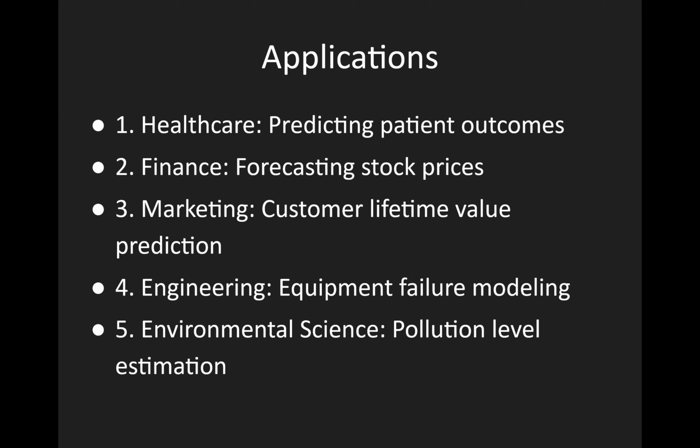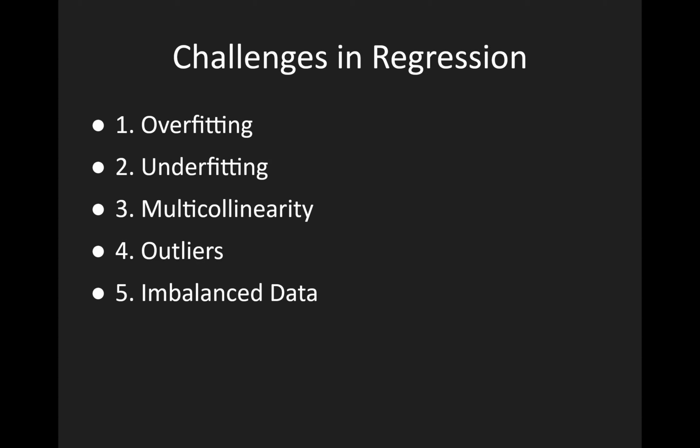And moving forward, what are the challenges in regression models? So, one is overfitting. The model performs well on training data, but poorly on unseen data. And then is underfitting, which is when the model fails to capture underlying trends in the data. And then is multicollinearity, which is a high correlation between the predictors that leads to unreliable coefficients.